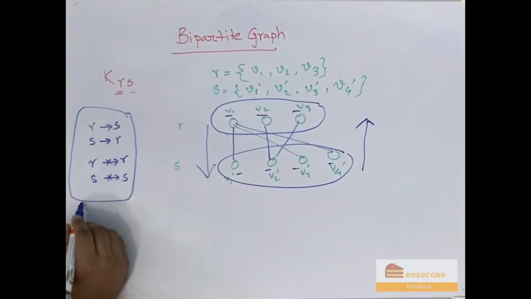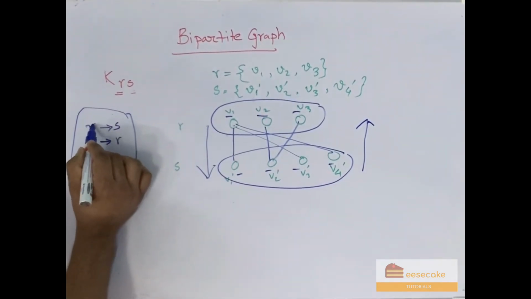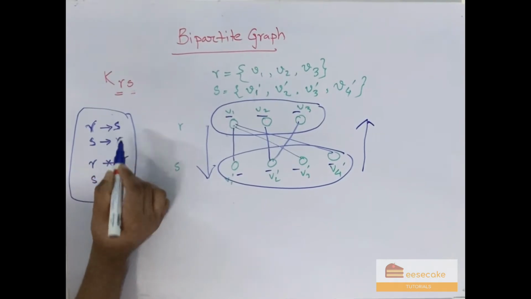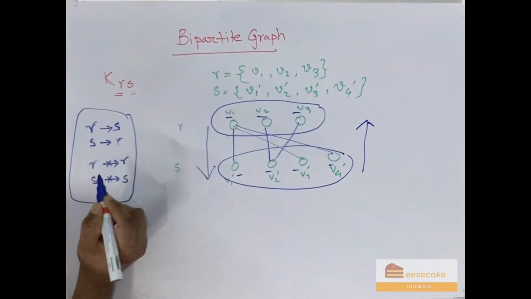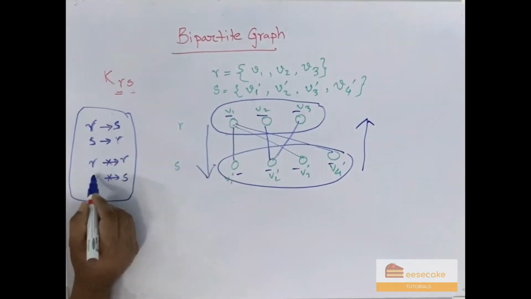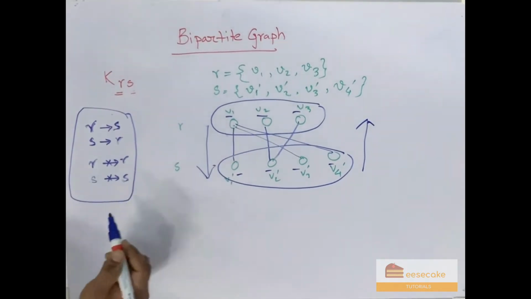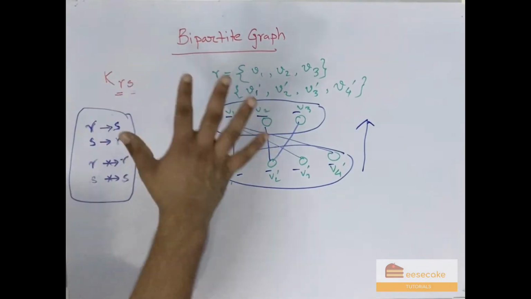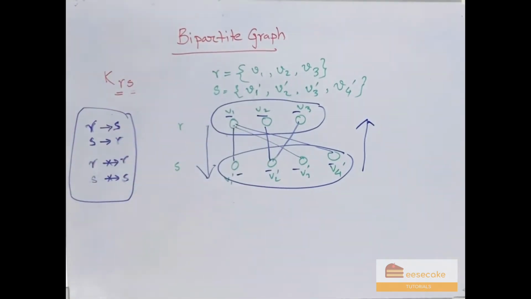Again I will tell you, there can be edges from the R set to the S set. There can be edges from the S set to the R set, but there can be no edge in between vertices of the R set. There can be no edges in between any vertices of the S set. Okay, so this is all about a bipartite graph.